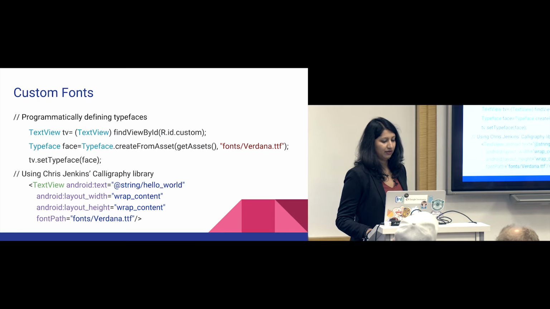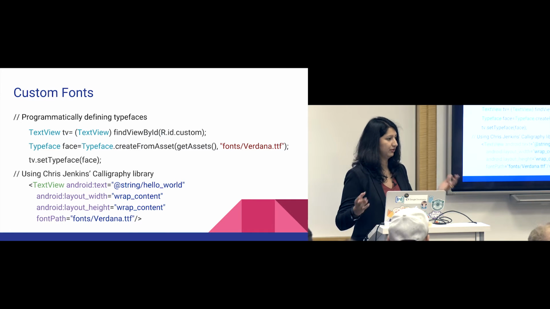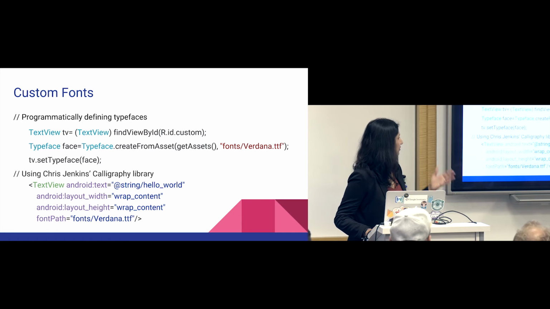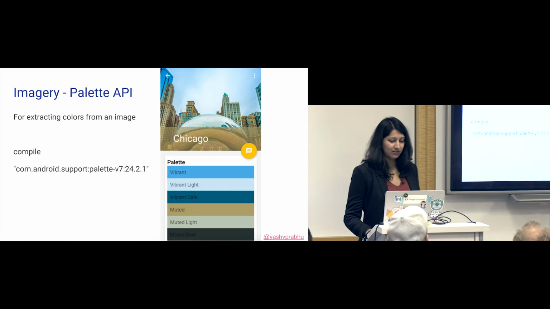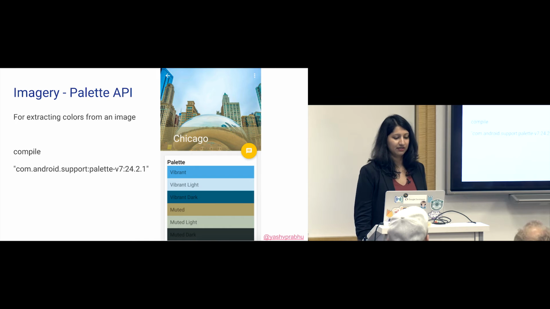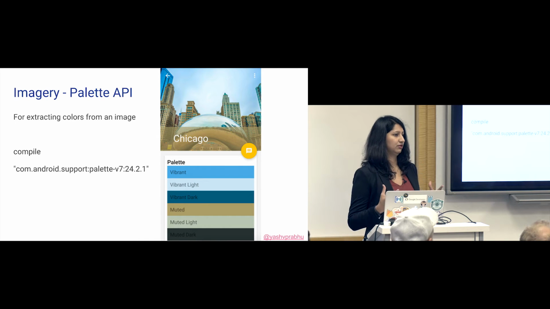So if you're using custom fonts, you can just download the TTF file from wherever you get your open source Google font from, and then use this code to use the typeface. And with Chris Jenkins's Calligraphy library, all you have to do is use this font path and then point to where your fonts are available. And that's it.